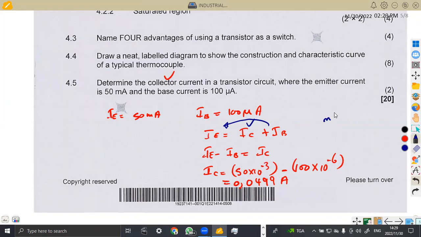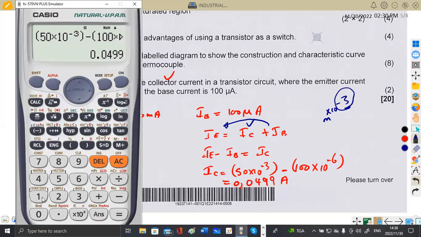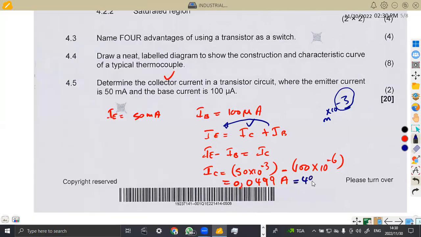Remember what I told you guys, to convert to milliamps. If you want to convert to milli, it is times 10 to the power minus 3. So you multiply by the opposite, which means you multiply by 10 to the power of 3. The moment you multiply this by 10 to the power 3, it's automatically in milliamps, which is 49.9. So you can write this as 49.9 milliamps.